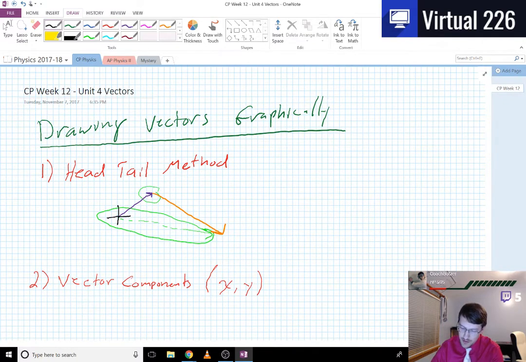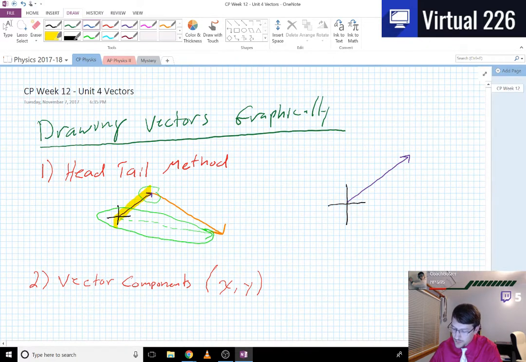If I look at just this purple vector, I like to redraw it. I can see that this purple vector has moved in both the x and y axis. It's going over some, and then it's going up.